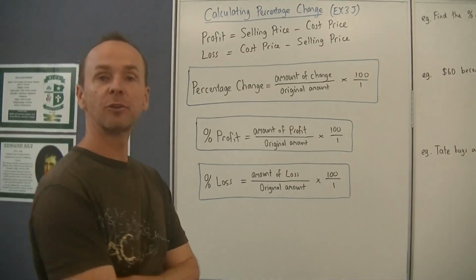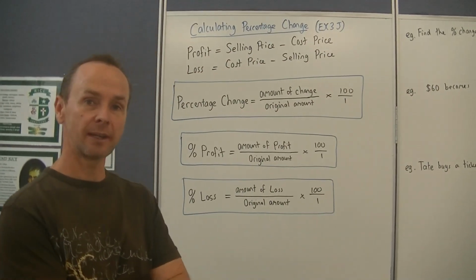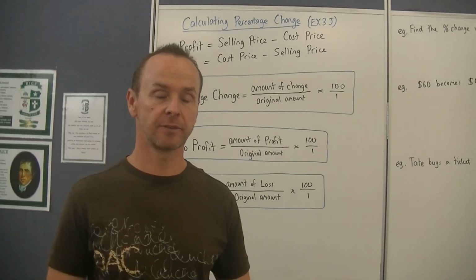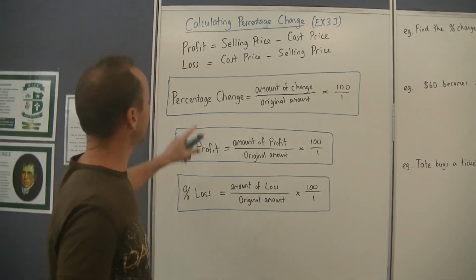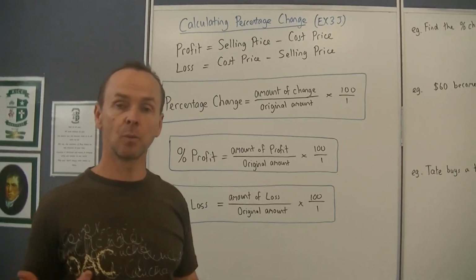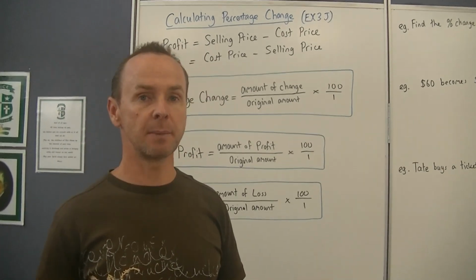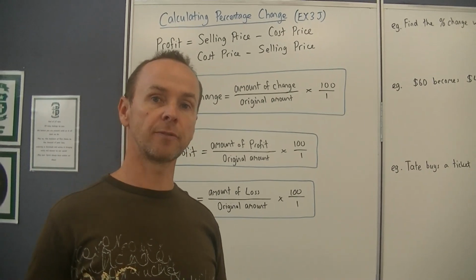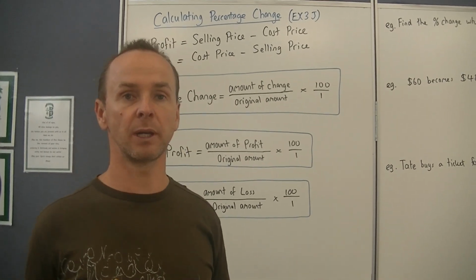Alright, today we are doing calculating percentage change. So, first thing you need to know, if you're running a business, to make a profit, the profit means you're making more money than what it costs you for an item. So if you buy something for $50 and you sell it for $70, you've made a profit because you've sold it for more than you bought it for. You made a profit of $20.